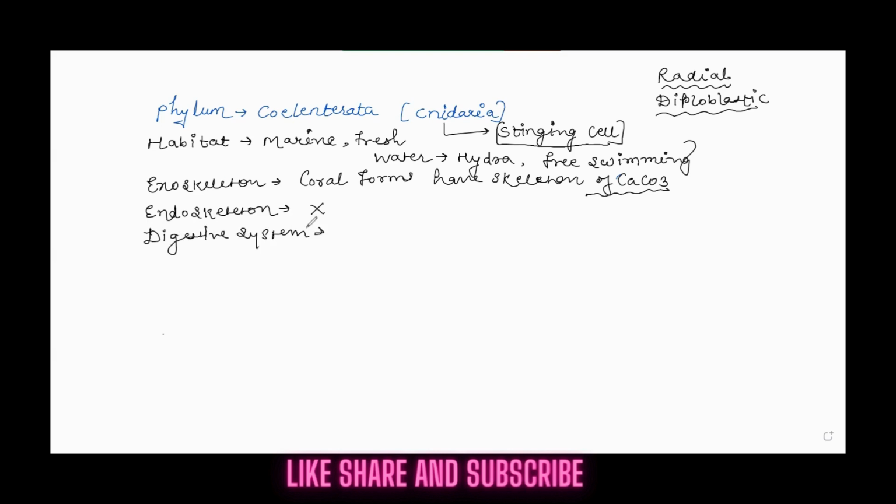Okay, now come to their digestive system. So digestive system is incomplete, right? But here is the presence of a gastrovascular cavity. So gastrovascular cavity is present, okay, and digestion is intra and extracellular digestion.